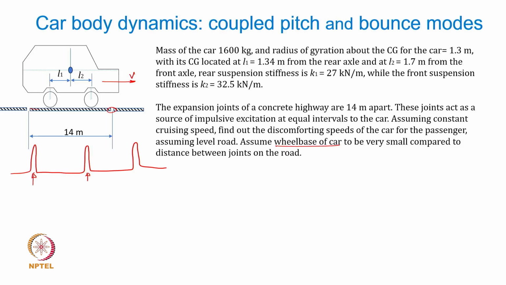that the wheelbase is reasonably small as compared to the distance. Okay, this obviously, if you add up this L1 and L2, it's going to be close to about 3 meters. So less than 10 times the distance between the expansion joints. So we can assume that in reality the impulses will happen like this. Okay, but we can assume that there is a regular excitation to the car coming from the base, and we are supposed to find what is the discomforting speed of the car for the passenger.